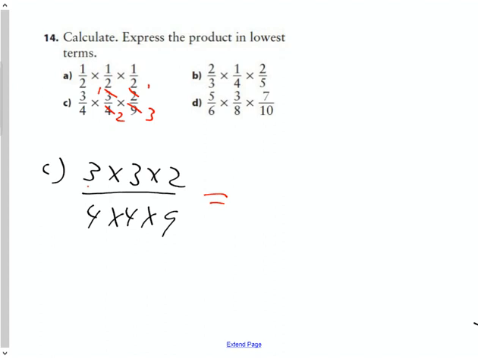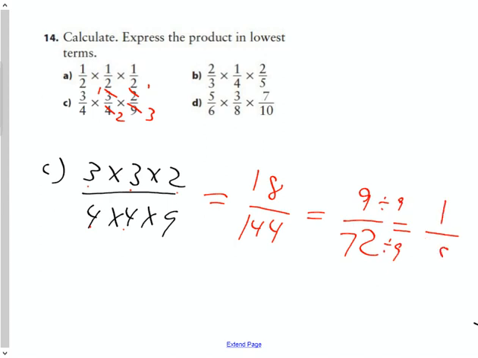What's 3 times 3 times 2? 3 times 3 is 9. 9 times 2 is 18. 4 times 4 is 16 times 9. Well, what's 16 times 10? 160. 16 times 9 would be 16 less than that, which is 144. Is that right? What's divisible into 18 and 144? Tegan, you've been good at this. 2 is divisible. Give me 9 over 72. Is anything divisible into 9 and 72? What is it? Oh, you're so smart. Both divisible by 9. You get 1 over 8. So in lowest terms, it's 1 over 8.